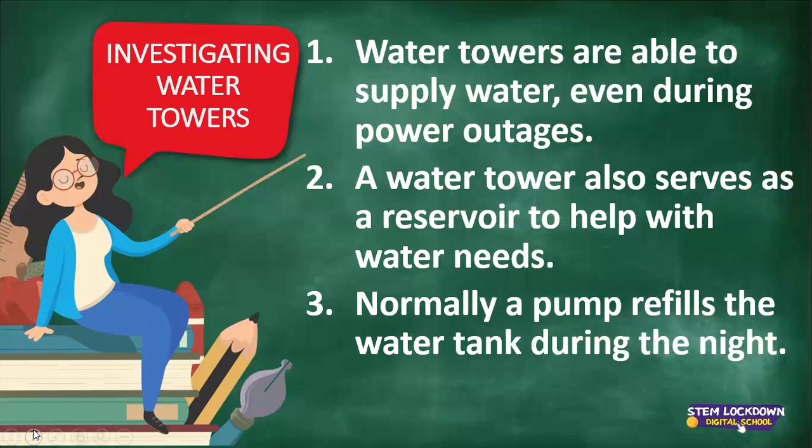Right, so basically we know that water towers are able to supply water even during power outages. Now, sometimes when we don't have electricity, or the water is cut off because of an interruption, or there's a leak and they have to stop something, then we don't have water.